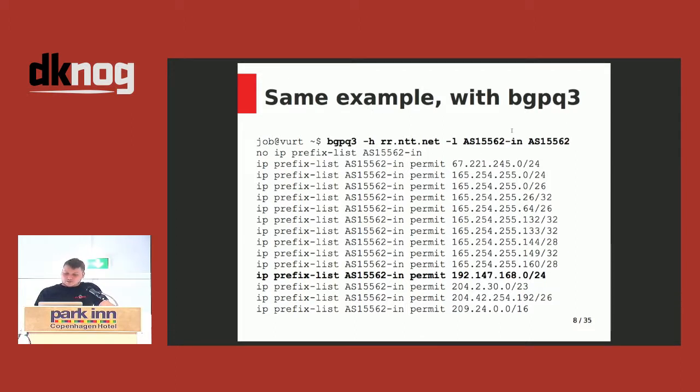But we see the same commands. I used the rr.ntt.net IRRD instance. I query it for AS15562, and I get output, and amongst the output is the prefix we saw as the route object.